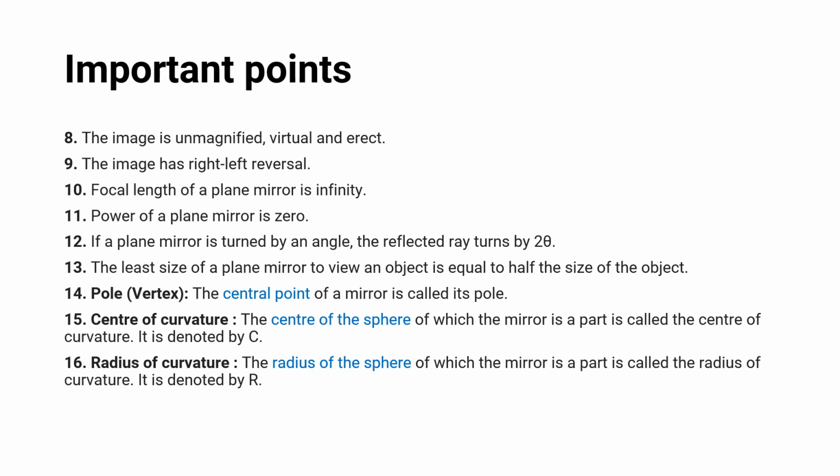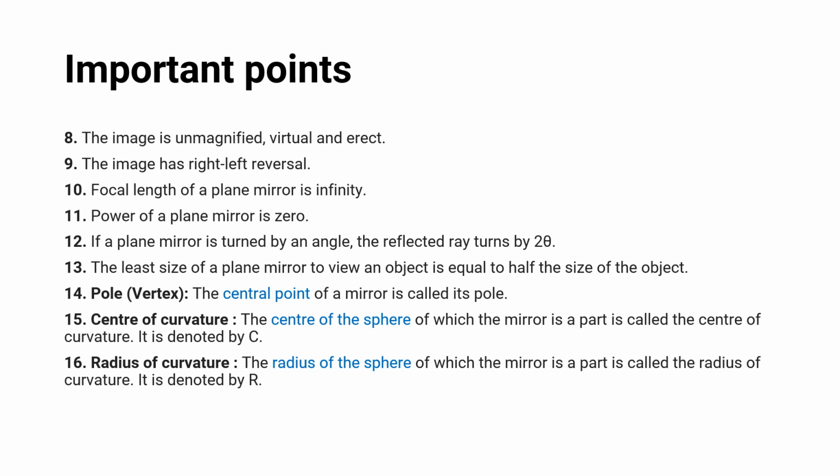Focal length of a plane mirror is infinity. Power of a plane mirror is 0. If a plane mirror is turned by an angle, the reflected ray turns by 2 theta. The least size of a plane mirror needed to view an object is equal to half the size of the object. Pole or vertex: the center point of a mirror is called its pole.